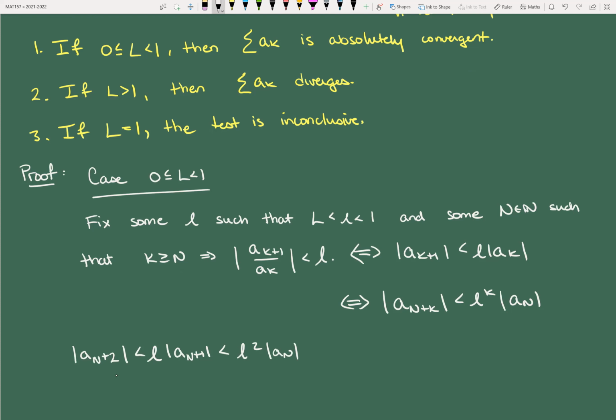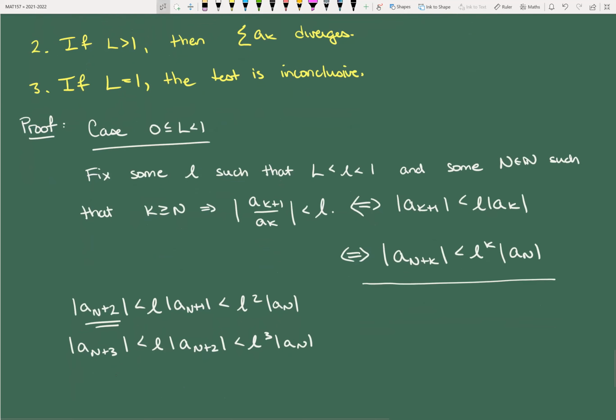Right? And then if I do |a_{N+3}|, that's less than L |a_{N+2}|. And if I put that in there, I'm going to get less than L cubed |a_N|. So does everyone see it? I just keep applying this recursively and iteratively so that I can get back to the absolute value of a_N. Okay. So this is what I have now.